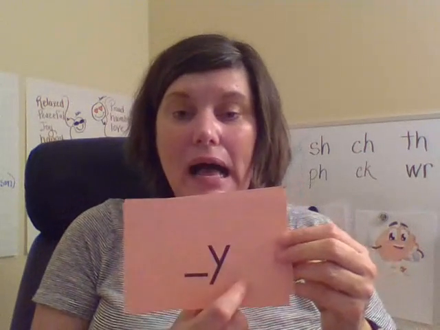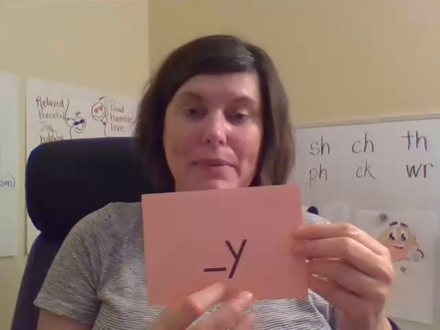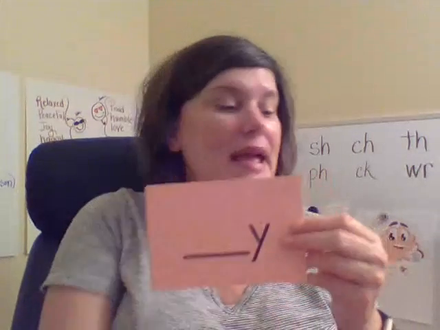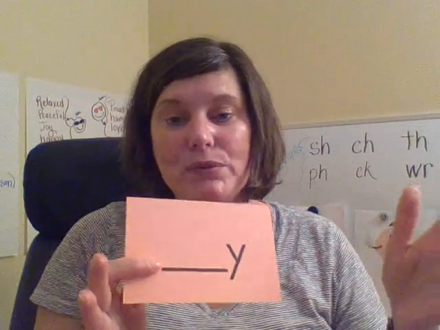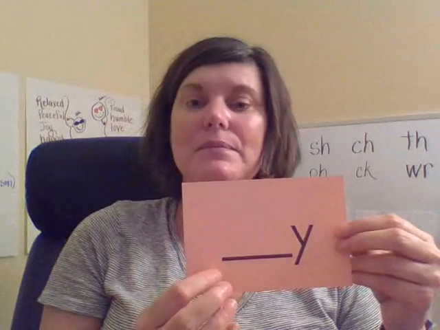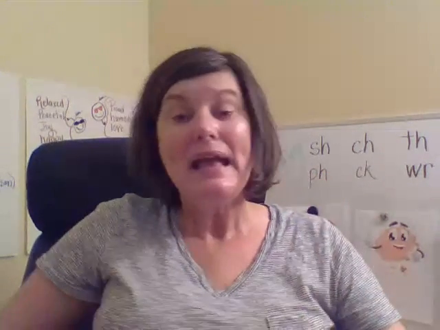Remember, this says I at the end of a single syllable word, like my, by. Together, I. Your turn? Good. And this one says E. When you have Y at the end of a multi-syllabic word, it says E, like family. Together, E. Your turn? E. Good. Let's practice those sounds in words.